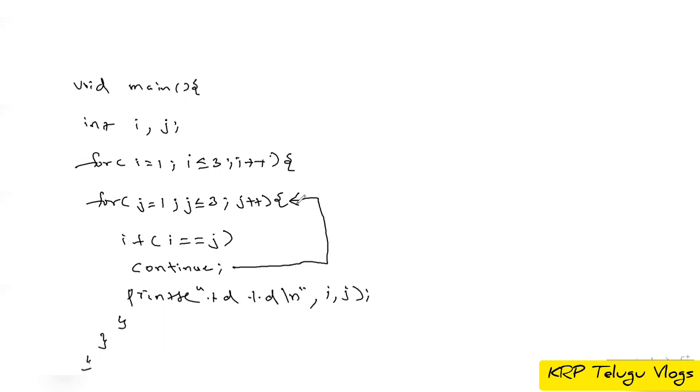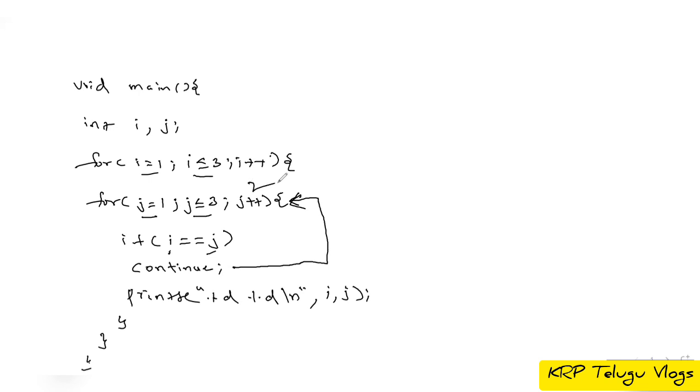So now you tell me what is the output. First i value is 1. 1 less than or equal to 3 is true. j is also 1. 1 less than or equal to 3 is true. So i value is 1, j value is 1. Both are equal, correct? When both are equal, will it hit continue? Yes, sir. So it will hit continue. Now it will not print anything.